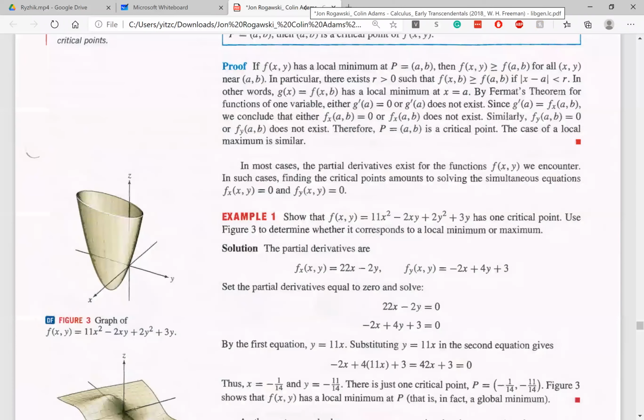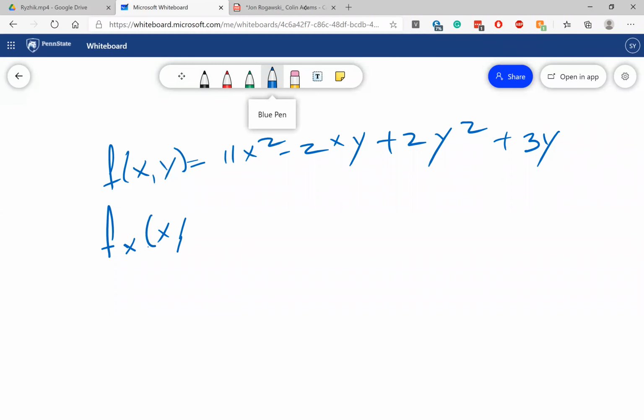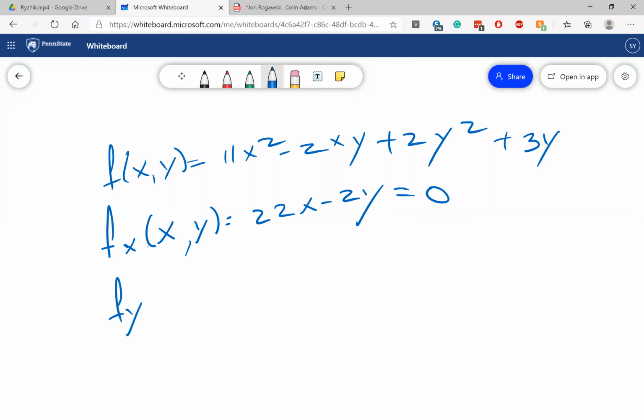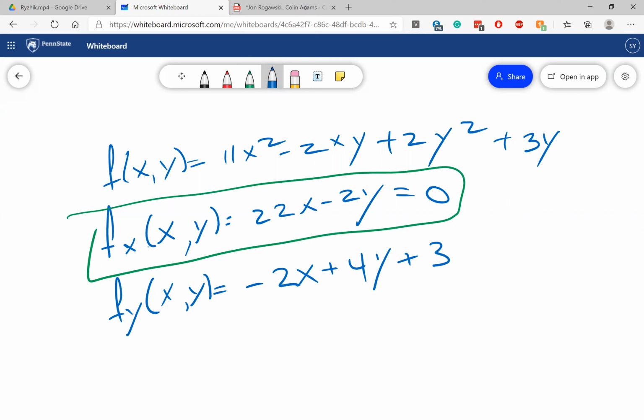So the partial of this function with respect to x is going to be equal to 22x minus 2y. And we set this equal to 0. The partial of f with respect to y is going to be negative 2x plus 4y plus 3. And again, we set this equal to 0.